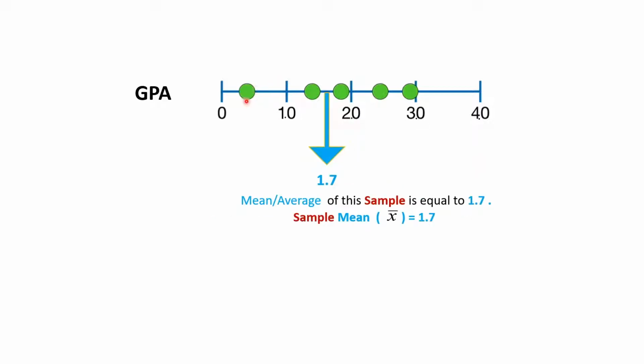If we calculate the average of these 5 students' GPAs, so we add the GPA of this student, this student, this student, this student, this student, and we divide by the total number of students, which is 5, we'll find that the mean, their average, is equal to 1.7. So the mean of this sample is equal to 1.7. We call this the sample mean, and we use this symbol, x bar, to represent the sample mean.